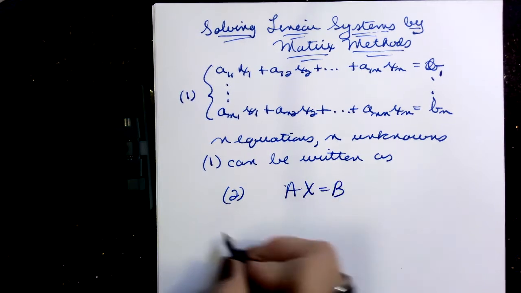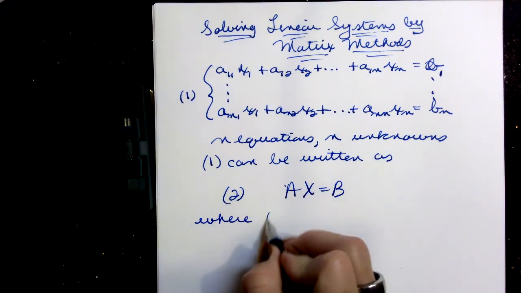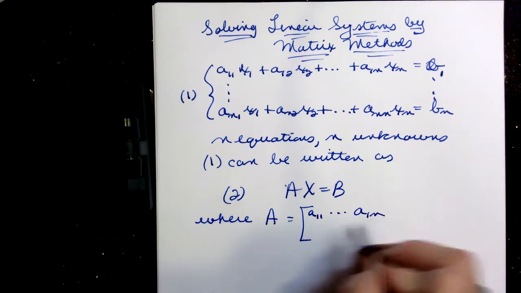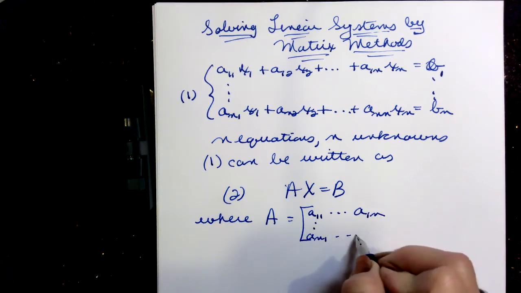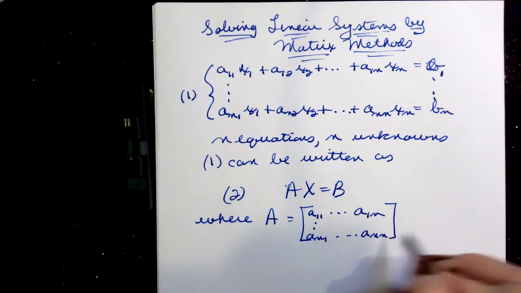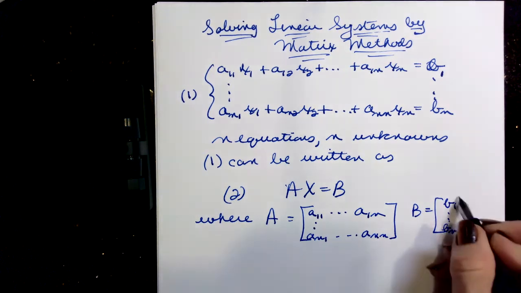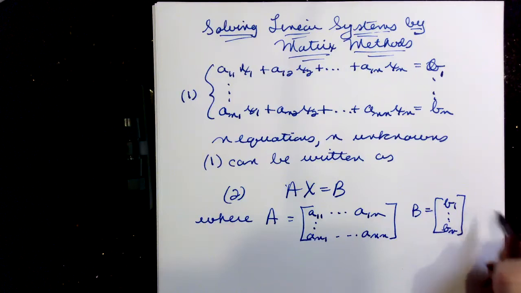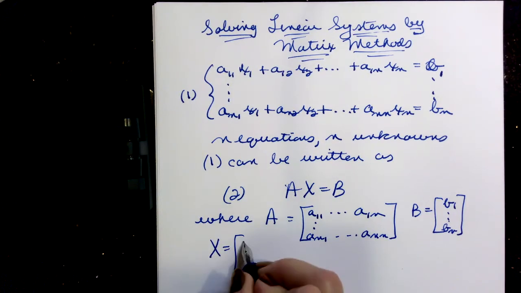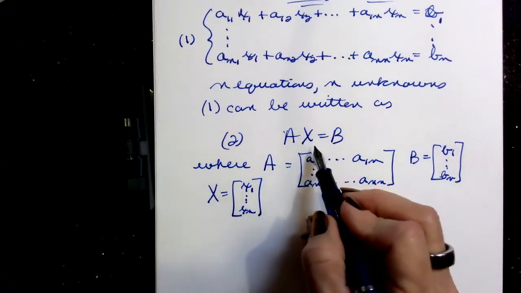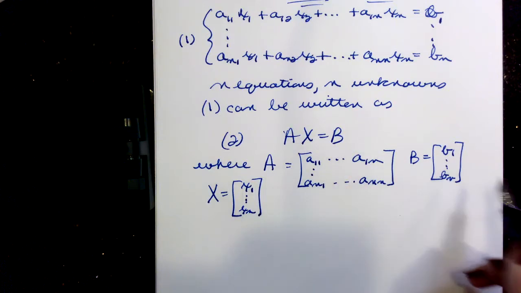AX equals B, where A is the matrix A11 up to A1n, down to An1 up to Ann. B is the column vector B1 up to Bn, and X is the column vector of unknowns. Okay, so if you check that matrix multiplication makes sense, it's an n by n times an n by 1. That gives you an n by 1, and B is an n by 1.